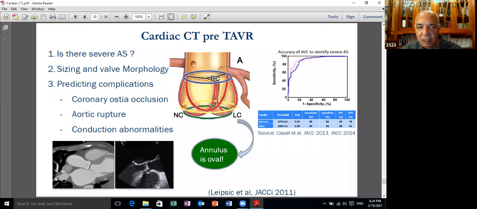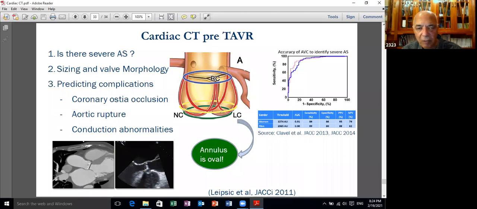In patients with TAVR, you can identify the morphology and the diameter of the aortic ring, and the condition of the outflow tract of the ventricle. It can predict the complications, including coronary ostial occlusions, particularly if you have a low origin of the right and left coronary arteries. So it can measure for you the degree of elevation or separation of the coronary arteries from the aortic ring.